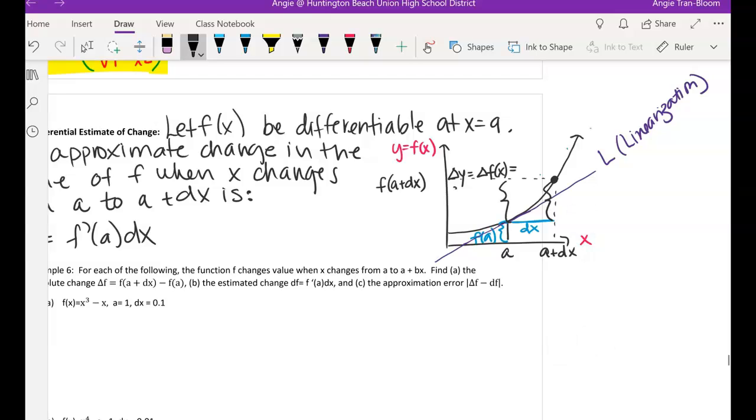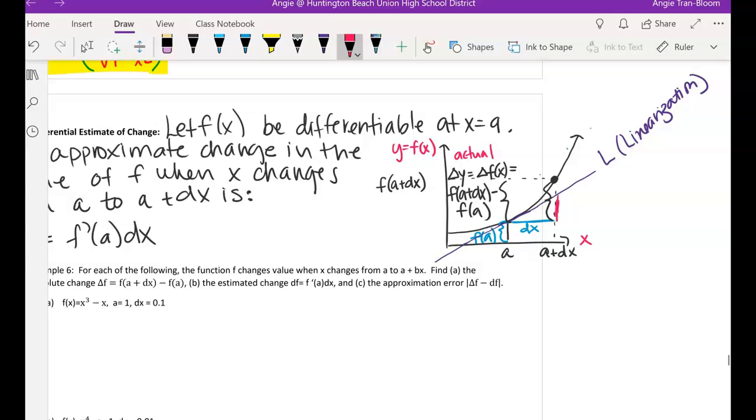Well, y2 is f of a plus dx minus f of a. This right here is the actual change of y, okay? Well, what is the approximation then? That's what this whole definition is really about. Well, then what is really the approximate change value of y? Well, then it's really this piece right here, which I'm going to use red, okay?